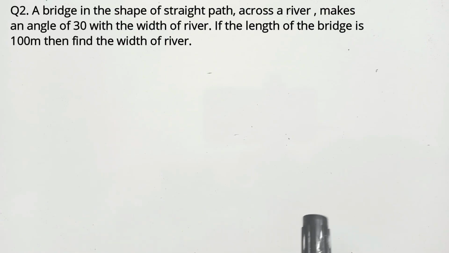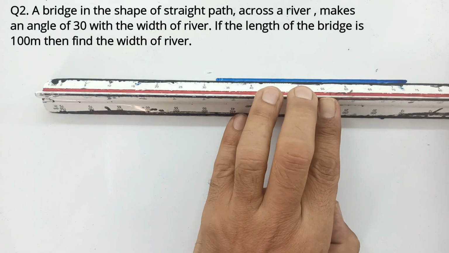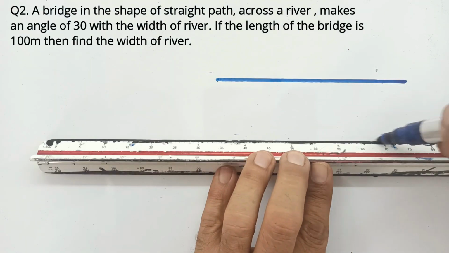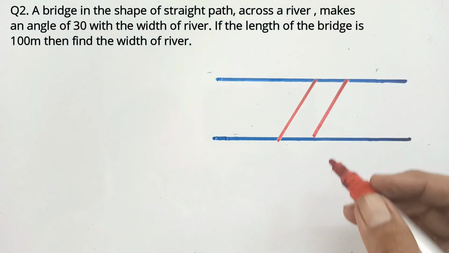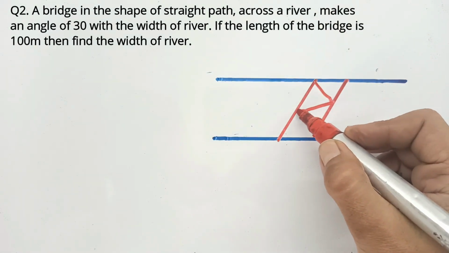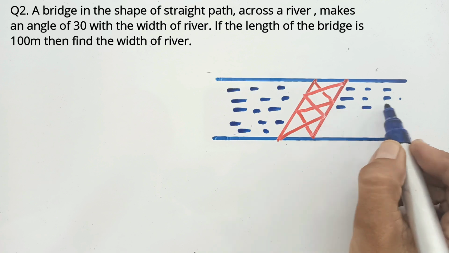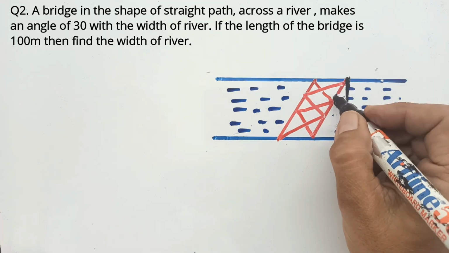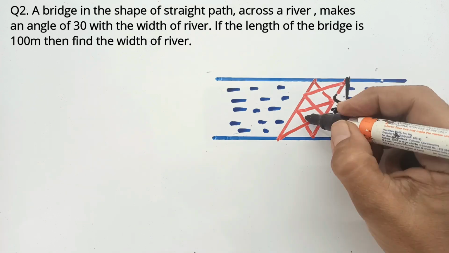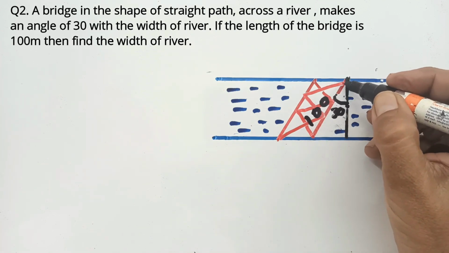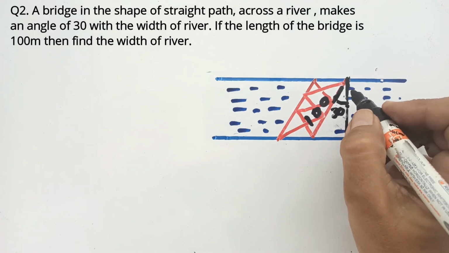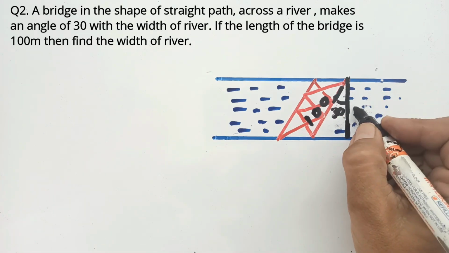Question 2. A bridge in the shape of a straight path passes across the river and makes an angle of 30 degree with the width of the river. If the length of the bridge is 100 meter, then find the width of the river. So let us suppose this is a river and this is a bridge. The angle is 30 degree with the width of the river, and the length of the bridge is 100 meter. We need to find this width of the river. Let us suppose it is x.